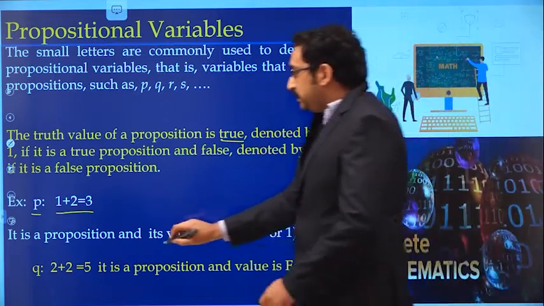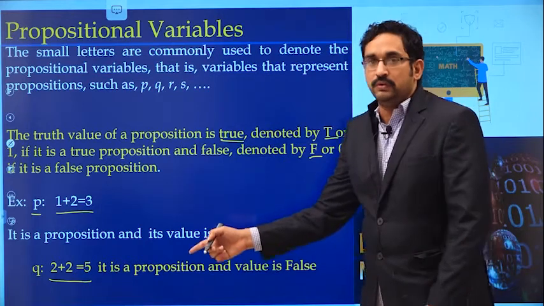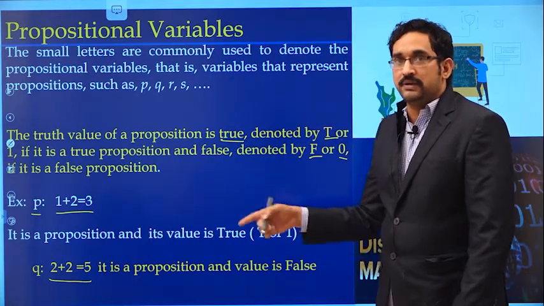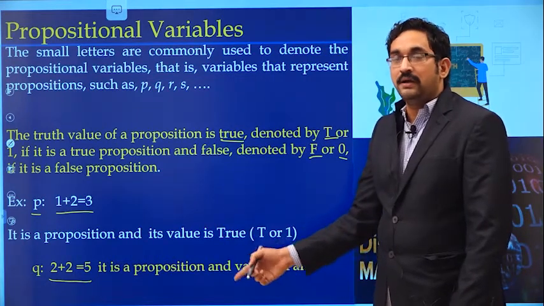See the next example, 2 plus 2 equal to 5. It is represented with the variable q. We know that 2 plus 2 is not equal to 5. Hence, the truth value of the proposition is false or 0.